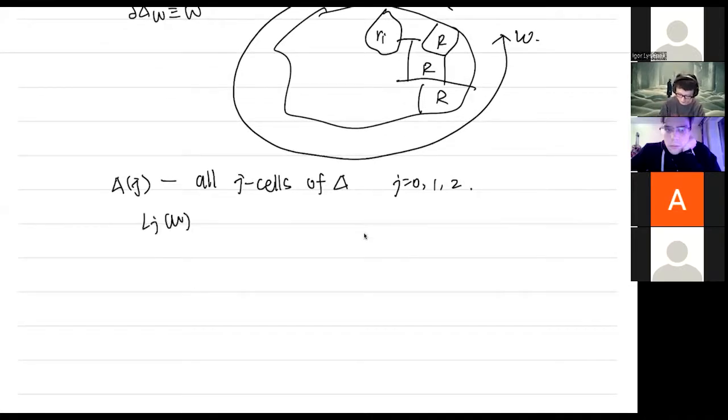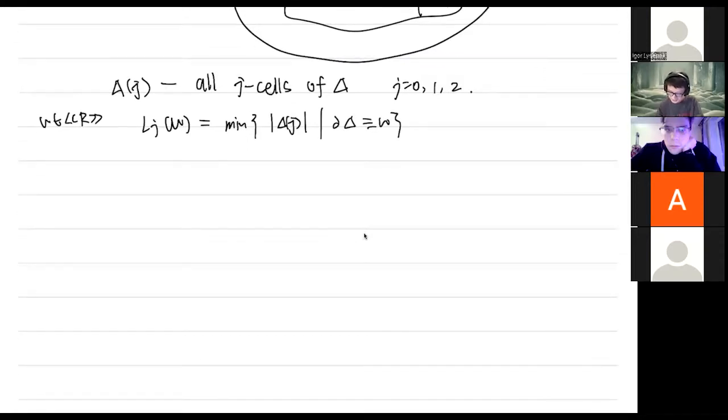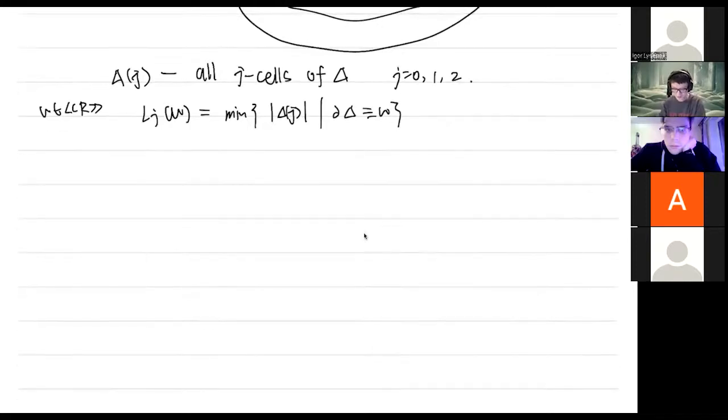Therefore, we define, okay, what is L sub J of W? W is, of course, a word inside the normal closure of R. L sub J of W is the minimum of the size of this set, over diagrams where the label of the diagram is equal to W. So basically it is mostly like the area, but in terms of different dimensional cells. Okay, so that's basically how we define the area for a word.